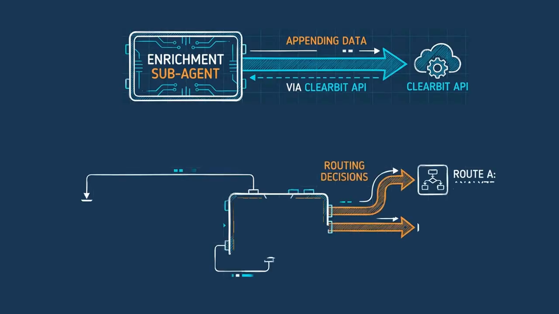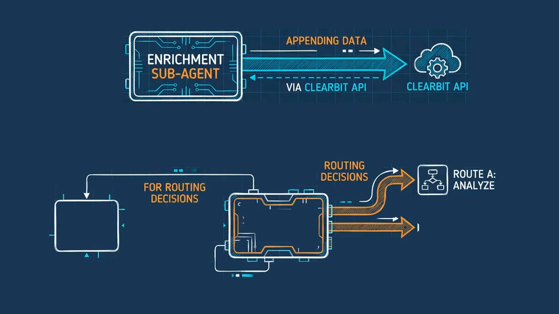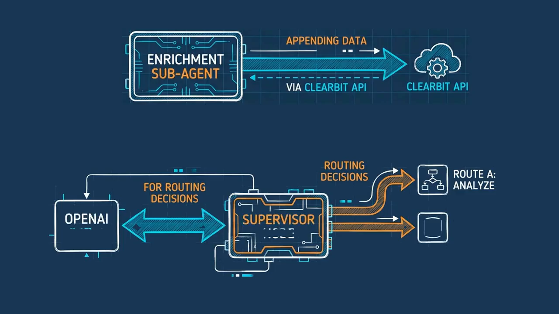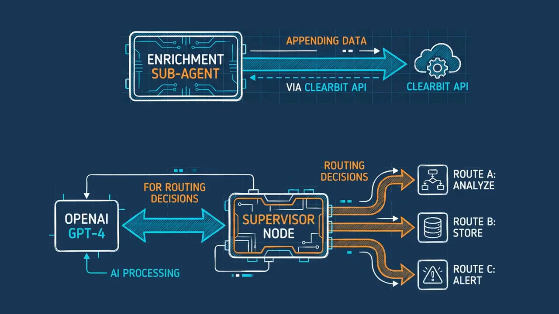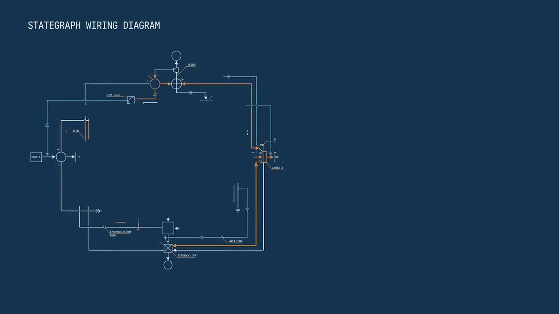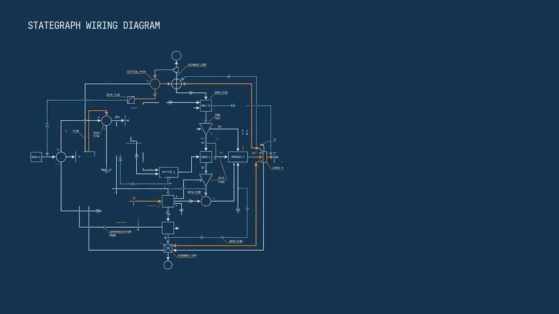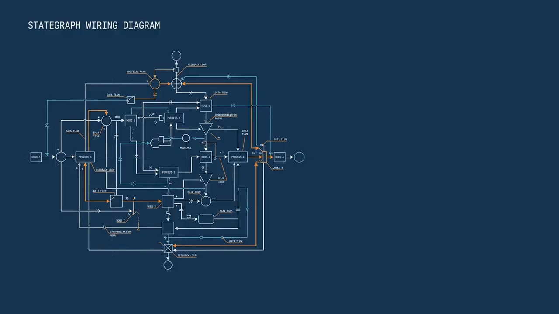Create your supervisor node as a LangGraph node that reads the current state, evaluates which subagent to invoke next using an OpenAI GPT-4o function call, and returns a routing decision. Wire the graph using LangGraph's StateGraph class. Add each agent as a named node, define conditional edges from the supervisor using add_conditional_edges, and set your entry point.